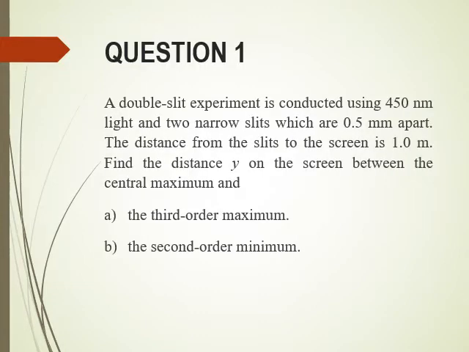Question 1. A double-slit experiment is conducted using 450 nanometer light and two narrow slits which are 0.5 mm apart. The distance from the slits to the screen is 1 meter. Find the distance y on the screen between the central maximum and A, the third order maximum, B, the second order minimum.